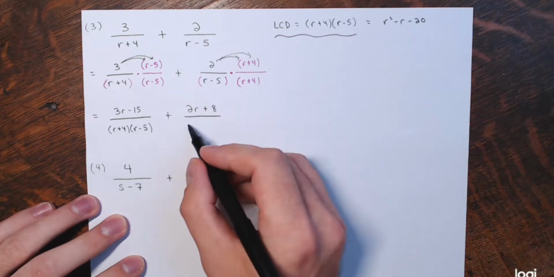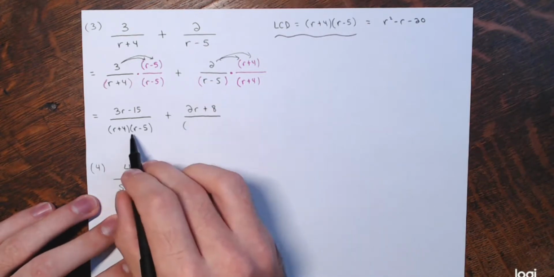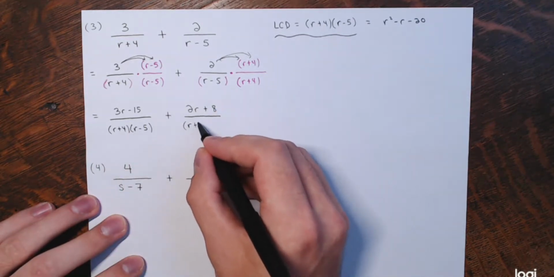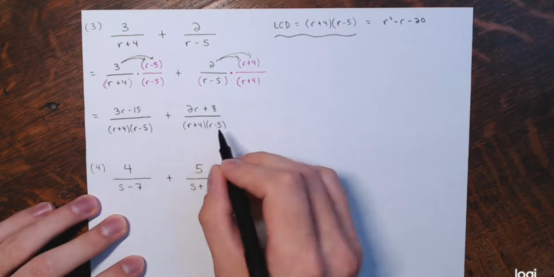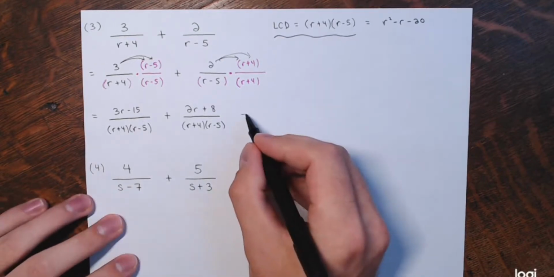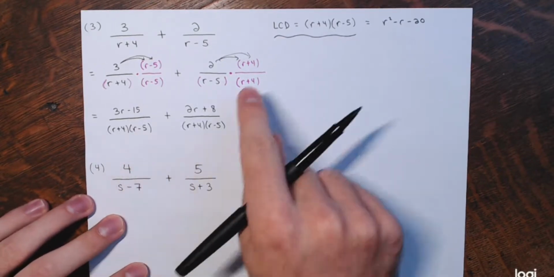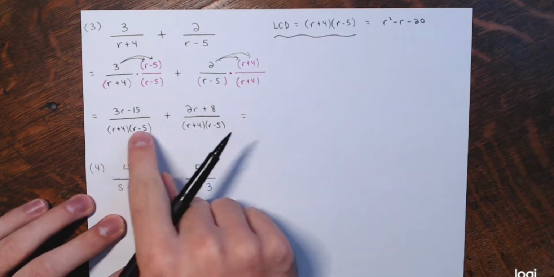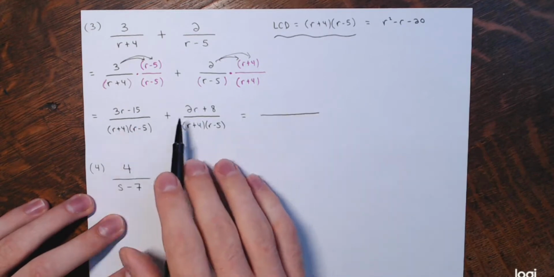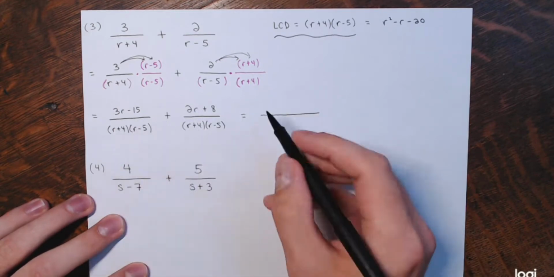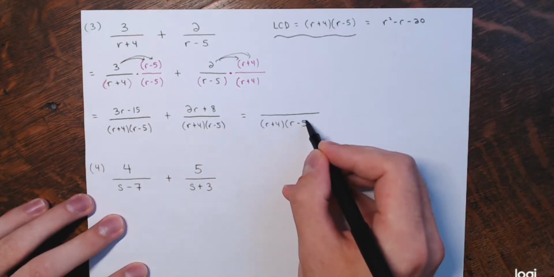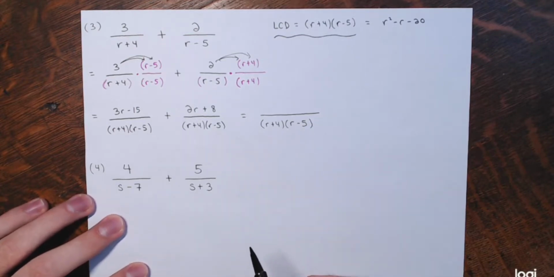Over the LCD, and I'm going to write these factors in the same order, because it doesn't matter what order you put the factors in, you get the same product, right? So r plus 4 times r minus 5. Just so you can tell that, hey, these denominators are both the same now. Right, and now that the denominators are both this LCD, we can add. And when you add two fractions with the same denominator, that denominator is the denominator of the sum. So we have r plus 4 times r minus 5 in the denominator.